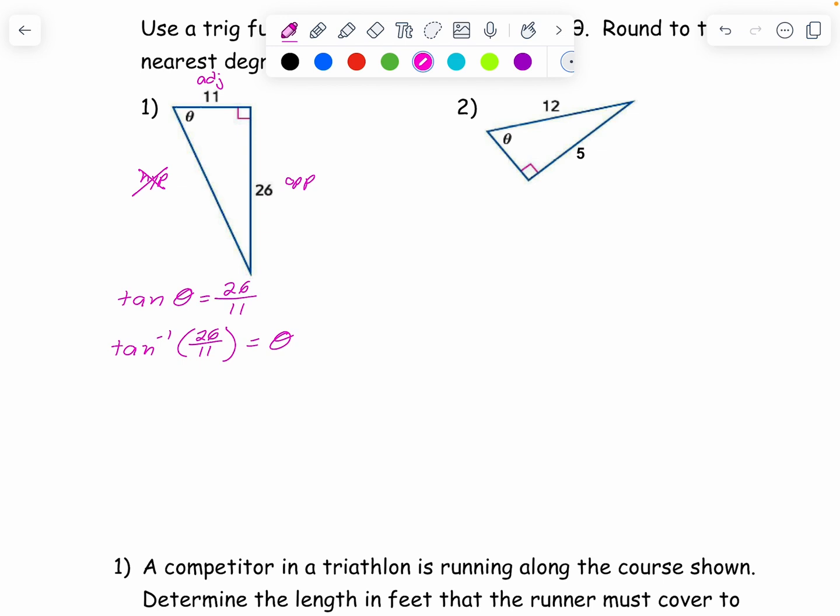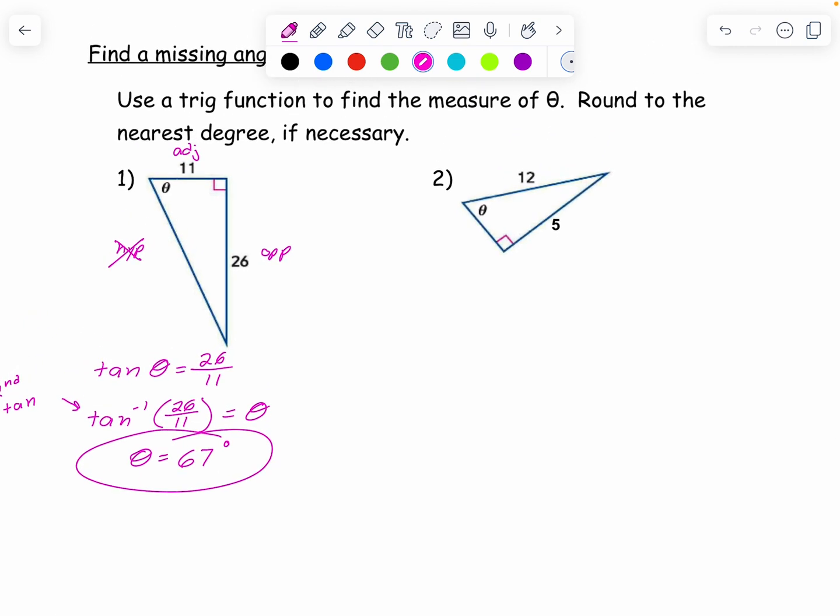And you should get 67.06789, and so on. Now remember that angles are going to get rounded to the nearest whole number, or the nearest degree. So that is going to round to just give you 67 degrees. And so that is all we needed to find, was theta. All right, so remember, for this, you are going to hit second and then tan, and then type in your fraction.